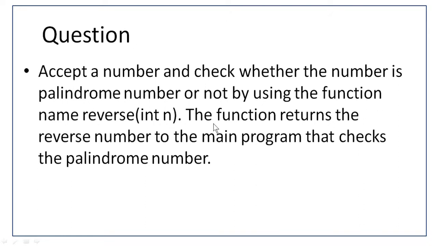So you are going to use the function reverse and take one parameter as input, one variable, that is n, which will be of integer type. The function returns the reverse number, that is, after reversing, the function returns the reversed number to the main program that checks the palindrome number. So in the main program, you are going to call the function reverse and it gets back the reversed number.